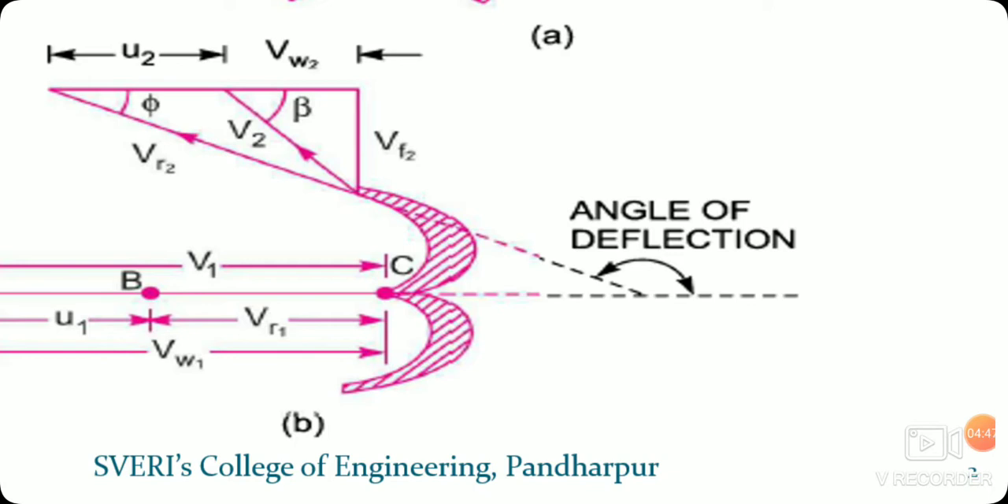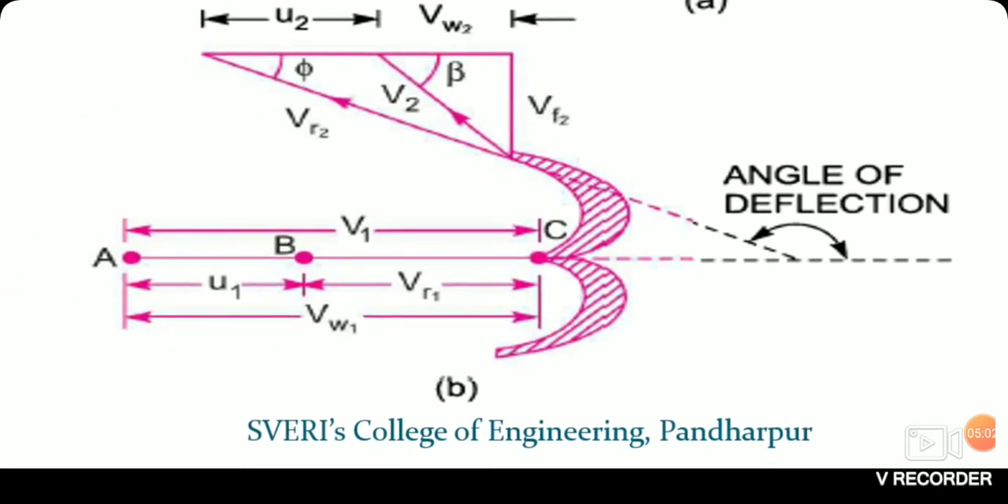It is called the vane blade angle at outlet. And VR2 makes an angle with the U2 or tangential direction, which is called the vane angle at outlet. Okay, so this is going to be the triangle.